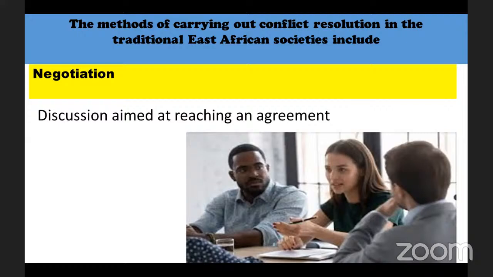And he's trying to shout to call other people. You tell this neighbor, please don't call them. Let us agree. Let me pay you some money, or let me give you something such that you don't call others. Are you seeing how they are negotiating? They are solving the conflict. So negotiation was one of the other methods for carrying out conflict resolution in the traditional East African societies.